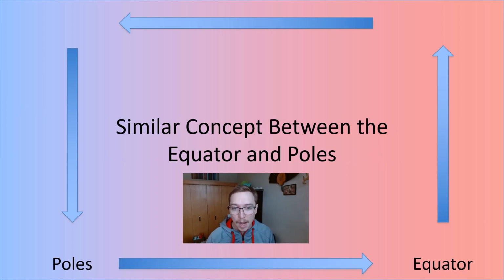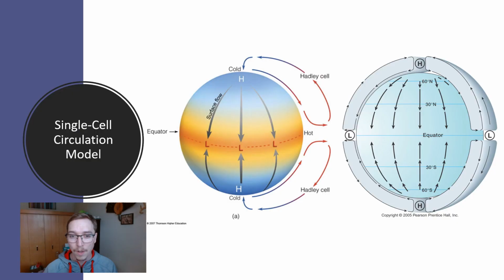This is a similar concept between the equator and the poles, at least in the single cell circulation model that we see here. In this, we've got one large Hadley cell, as it's named, between the warmer equatorial zones and the colder polar zones. And this cycling between cold and warm is what generates some of these dominant pressure and wind systems. Now, we know that's not really the case.